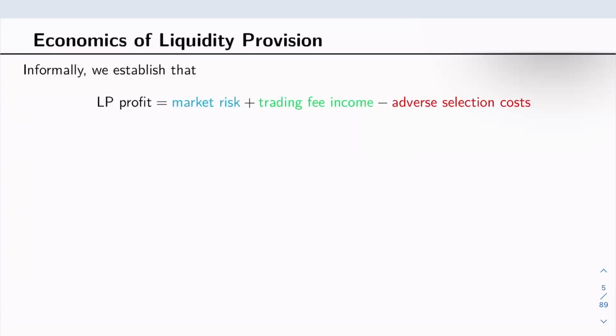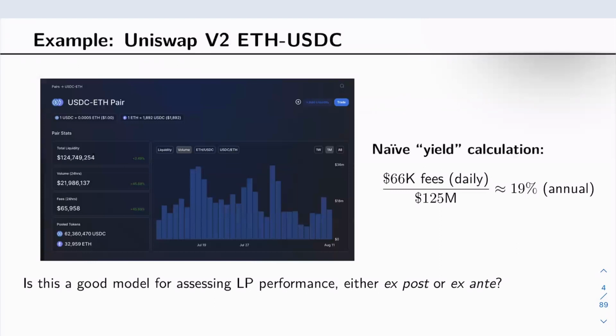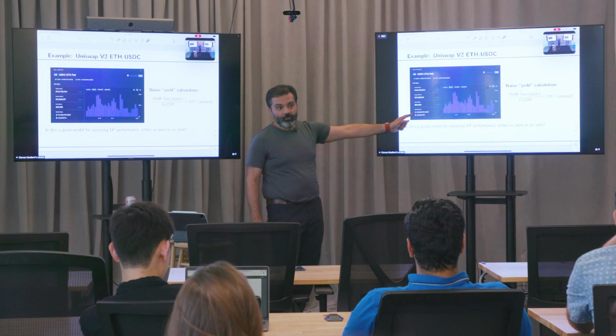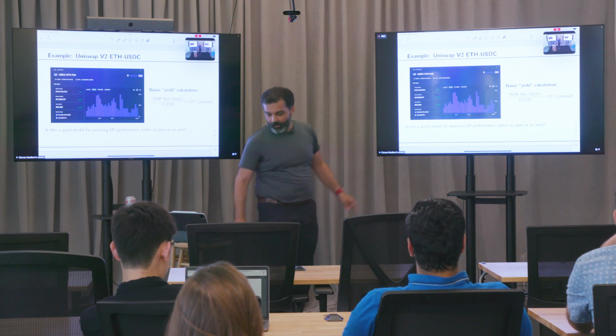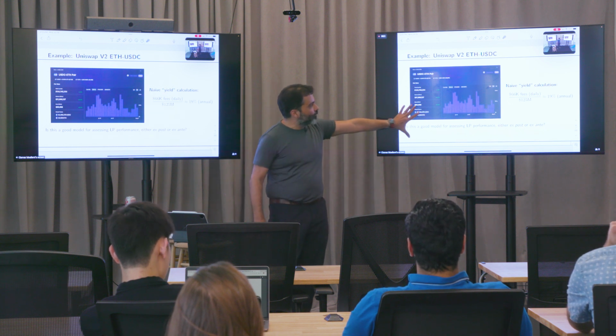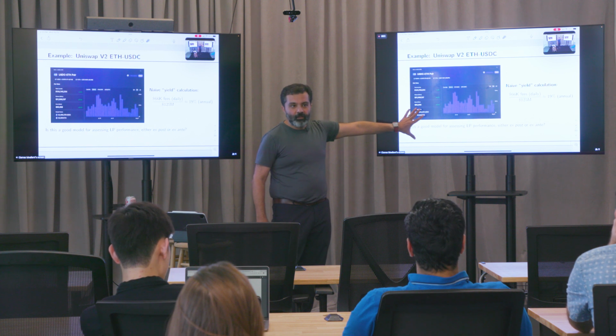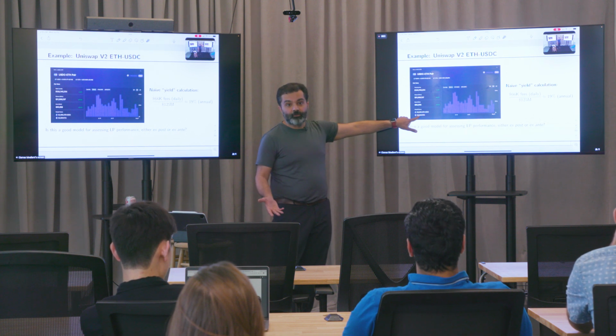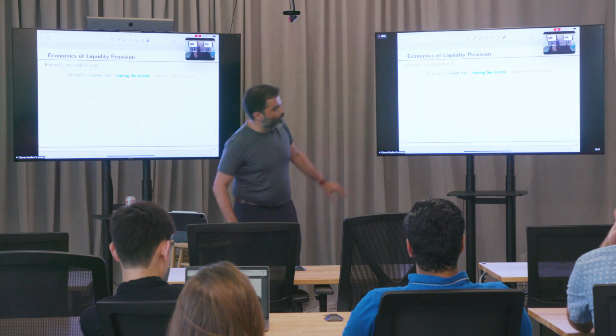Our view, and what we'll establish through this talk, is that at a high level, we can think of the profit or loss of a liquidity provider, what I'm going to call an LP, as having three components. The first component is market risk. If you are an LP in this pool, you own a lot of Ethereum tokens, and the price of Ethereum goes up and down every day, sometimes a lot. So maybe one large component of whether you're going to make or lose money is simply that you're long Ethereum. That's what I'm going to call market risk.